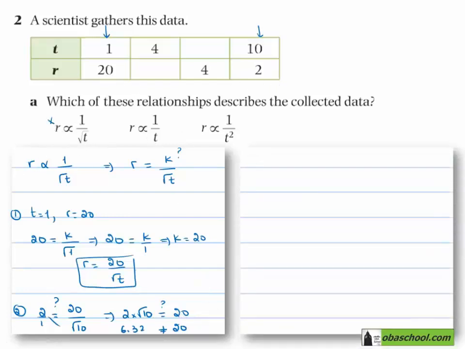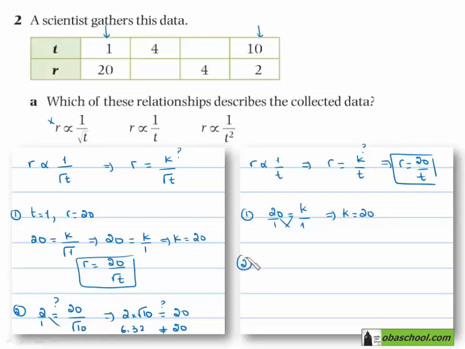Now let's go ahead and move on to the second one, and that is r inversely proportional to k over t. So is r equal to k over t? Let's see. 20 equal to k over 1. Do some cross multiplication. K is going to be equal to 20. So r is equal to 20 over t.